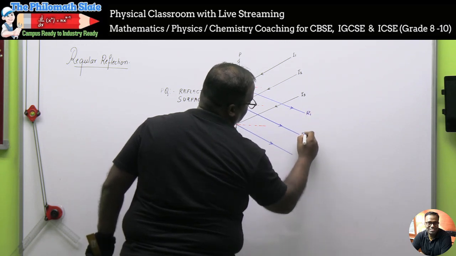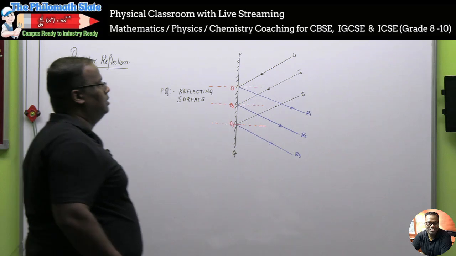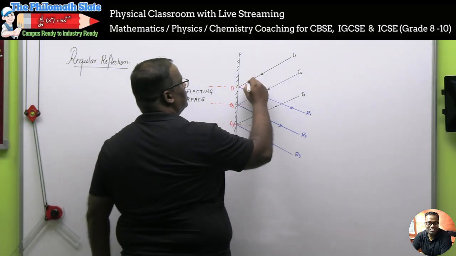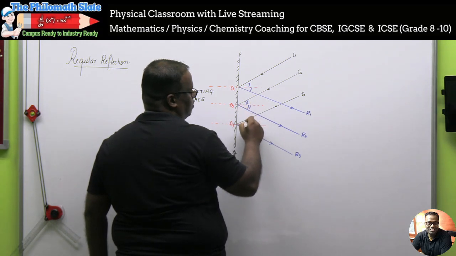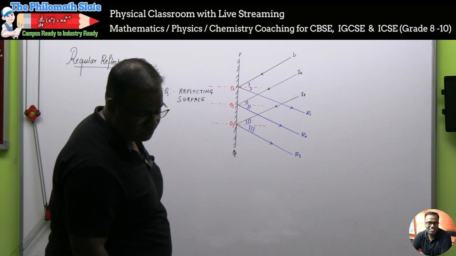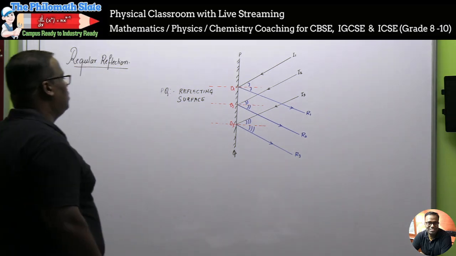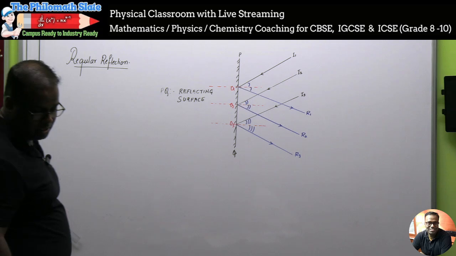R1, R2, R3. This angle is equal to this. These are different angles all, but each angle is equal to its reflected angle. Right? So regular reflection. Shall we write? Write down.